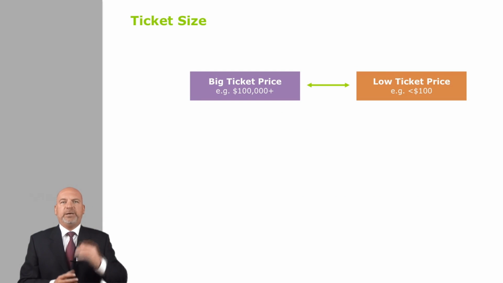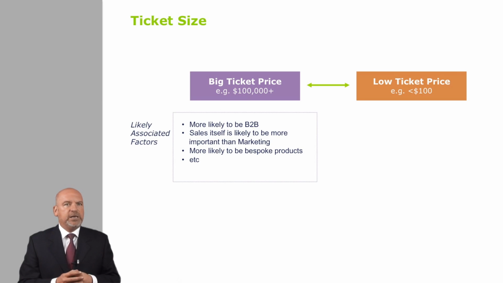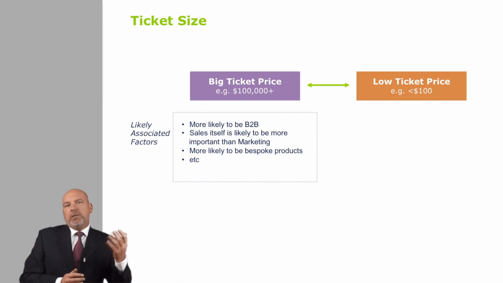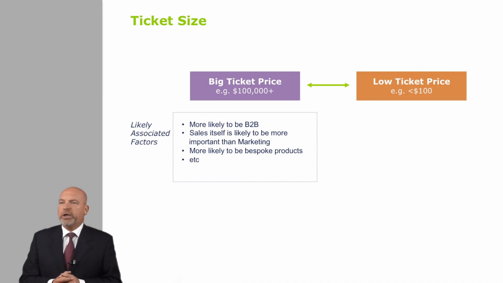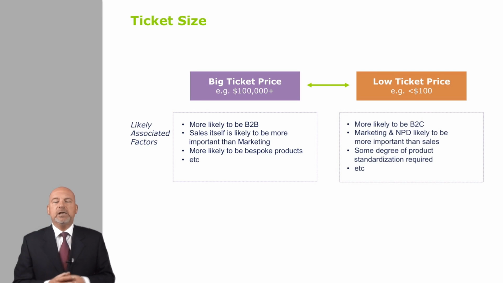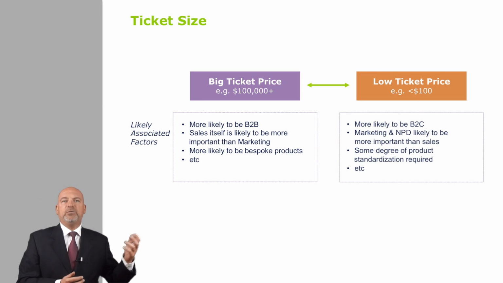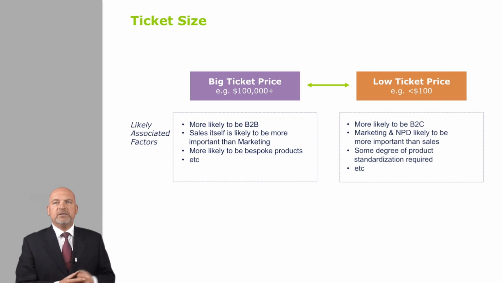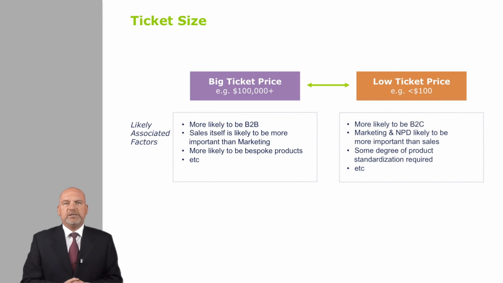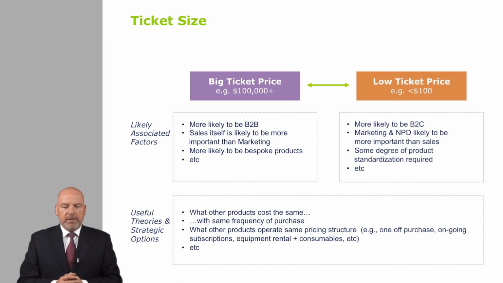Can you see that if you have big ticket prices, more likely to be B2B, sales is probably more important than marketing, and there might be quite a fair amount of bespoking in the product. At the other end, when you're looking at low-ticket items, it's more likely to be B2C, marketing and new product development are more likely to be more important than sales, and there's some degree of product standardization. Okay, this is just to paint the landscape. Now, let's look at a couple of examples.